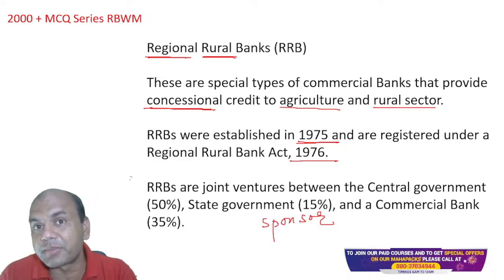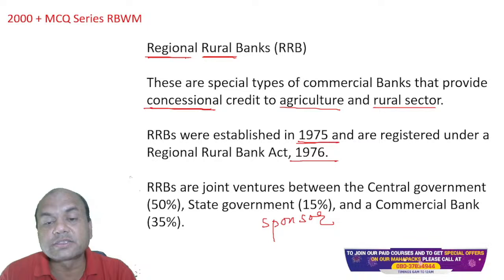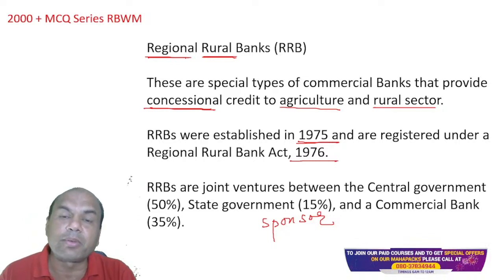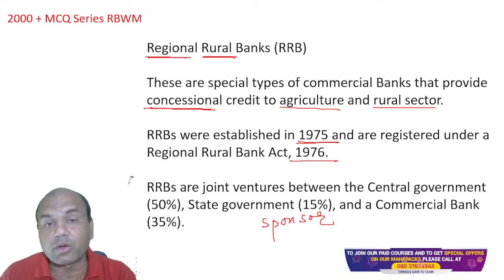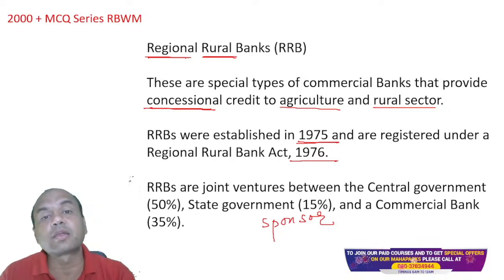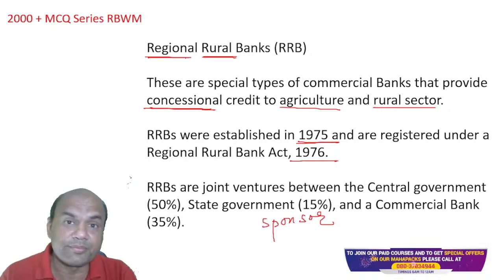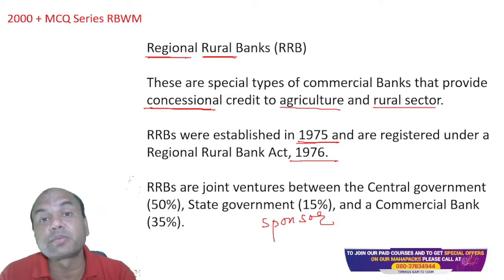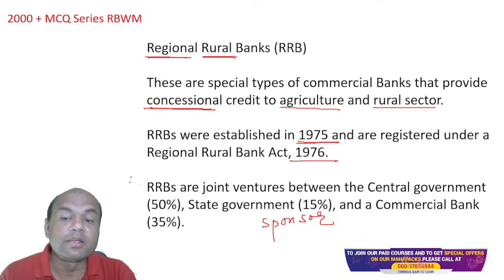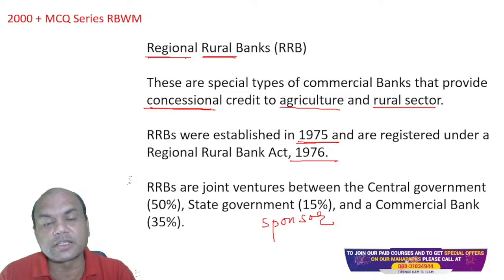Right now, the government is coming up with a thought process: why should these be kept this way only? Can't these RRBs be a separate bank altogether, with no sponsor bank? Can't all the RRBs be combined in India? So this is a thought process. But from the exam point of view, remember central government, state government, commercial banks, and these proportions.